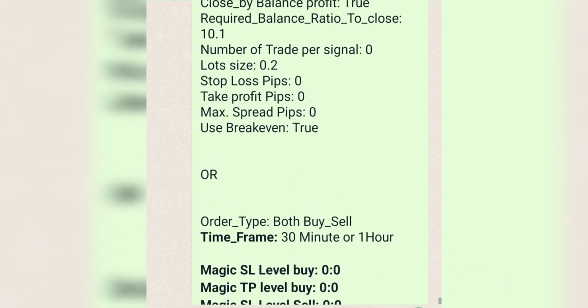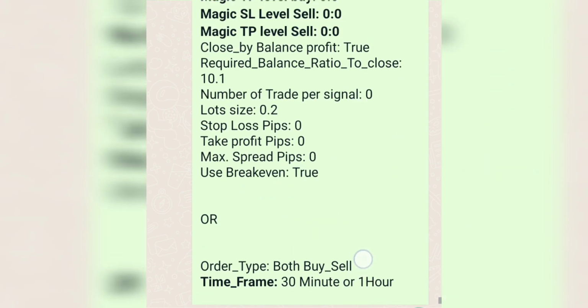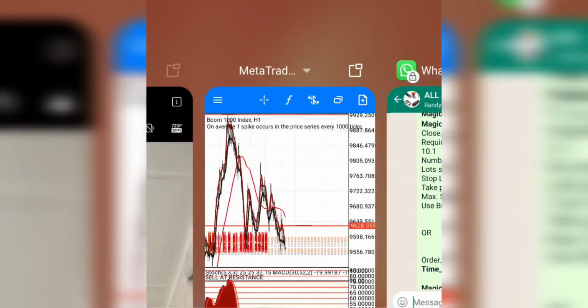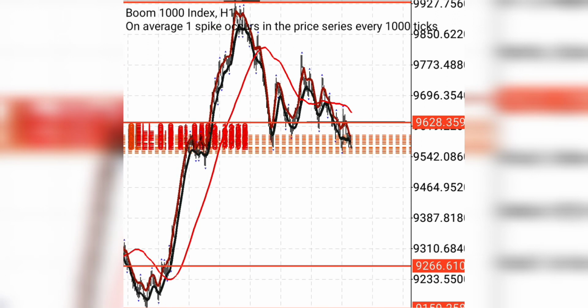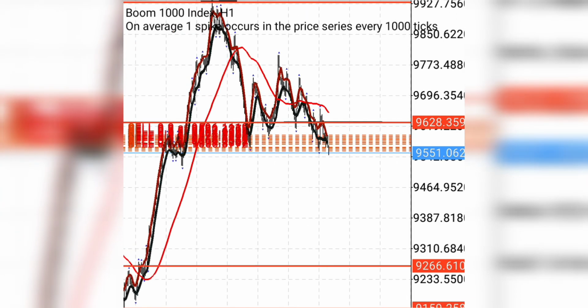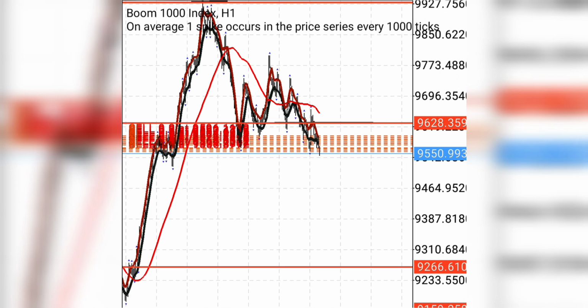So I'm going to go to my chart. I'm going to focus now on the $100 capital or equity first of all, using the 30 minutes or 1 hour time frame. Let's switch to our screen. This is the phone, but the same thing you're going to see on your laptop. I'm going to use the laptop to show you.